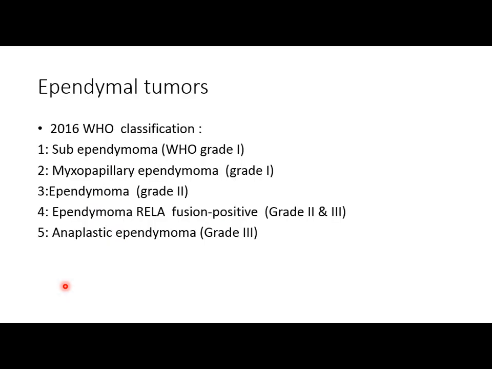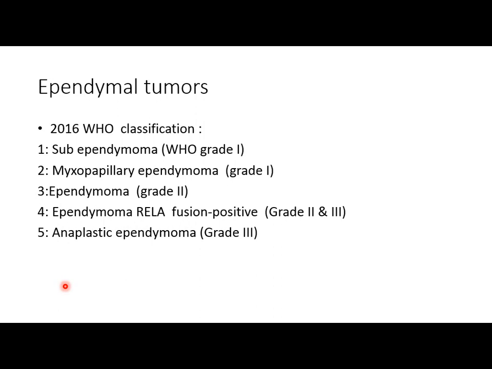So first we will discuss the ependymal tumors. In intramedullary tumors, 70% are either ependymoma or astrocytoma. So they contribute most of the differential; 70% is either ependymoma or astrocytoma. Ependymoma is more common in the adult age group, while astrocytoma is common in the pediatric age group population.